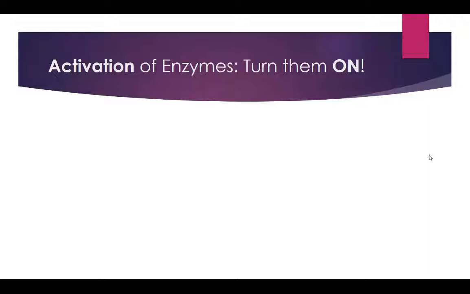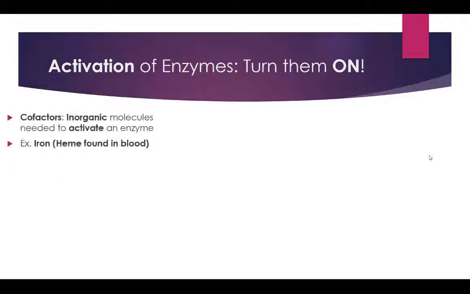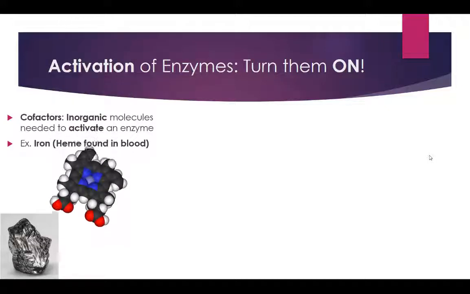So we've got to be able to turn enzymes on and turn them off. But first, before we do that, we have to make sure that they are actually in the right shape. And there are two major things that we need to do that. One is called cofactors, and those are the inorganic molecules. Things like iron, things that are not carbon-based. Remember we talked about organic molecules, we said it's carbon, hydrogen, and oxygen. These things don't have that. So this is iron. Heme, the hemoglobin found in your blood, it is iron-based. That is a cofactor that the proteins in your blood need in order to be able to transport oxygen.